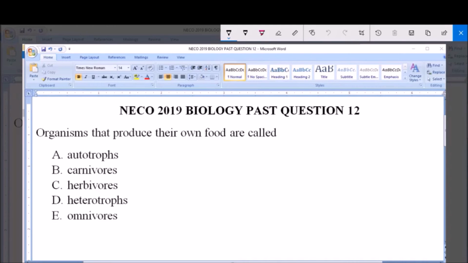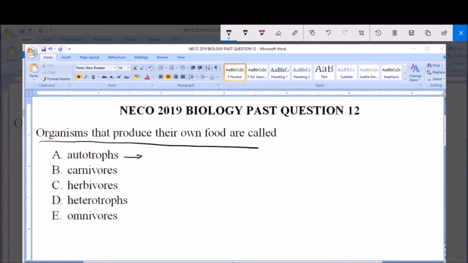I will be answering NECO 2019 Biology Past Question 12. Organisms that produce their own food are called: A. Autotrophs, B. Carnivores, C. Herbivores, D. Heterotrophs, and E. Omnivores. Now we're asked to pick an option which is described as animals or organisms that produce their own food. Now option A here says autotrophs.